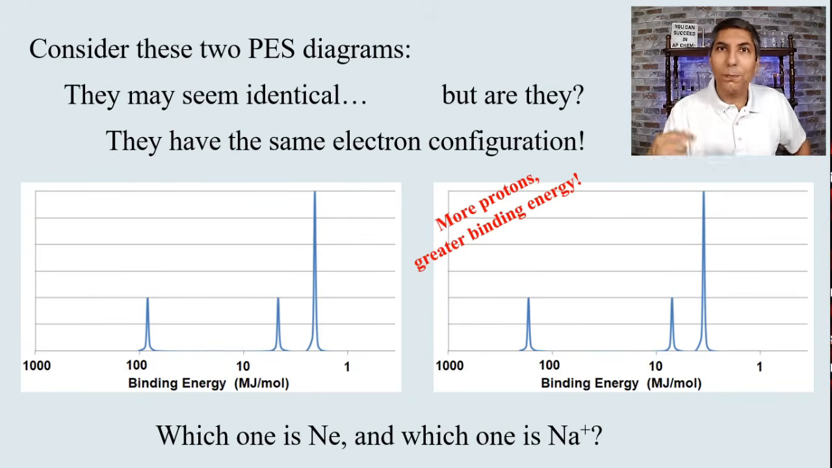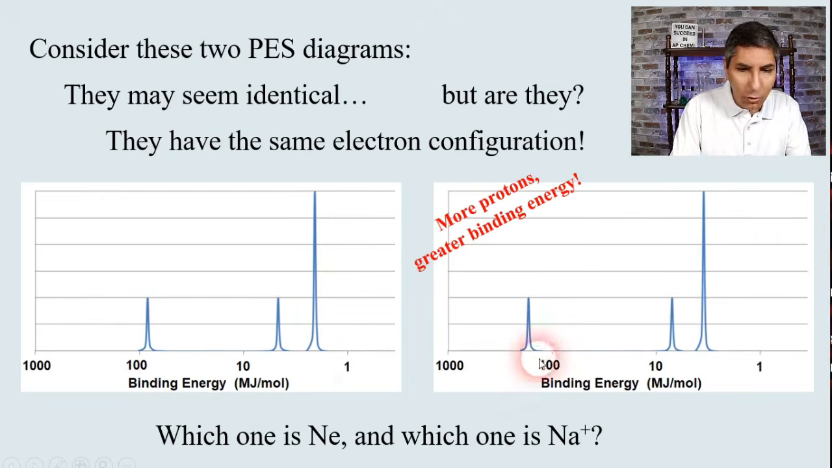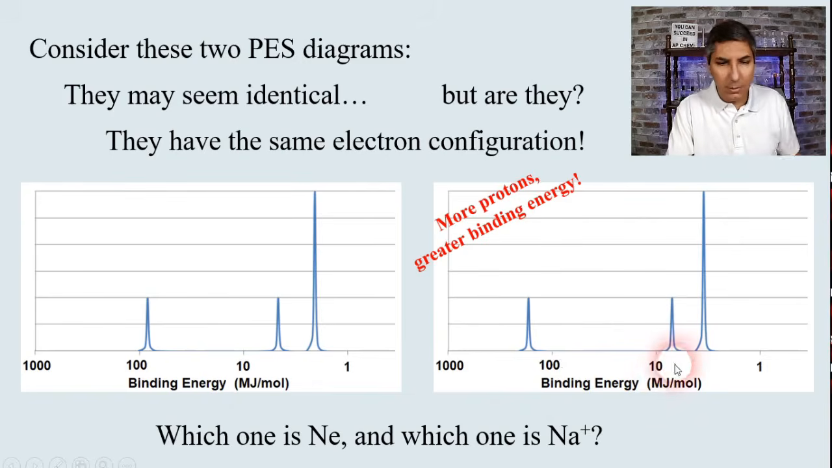And so that tells us that the more protons that an atom has, the greater the binding energy is going to be. And notice that the binding energy is greater on the second graph right here. The first one is a little bit less than 100. The second graph is a little bit higher than 100. And we can see the same things on some of those other peaks as well. So this tells us that the second graph must have more protons. The first graph has fewer protons. So that means that the first graph must be neon and the second graph must be the sodium cation. So that's how we can interpret PES diagrams.